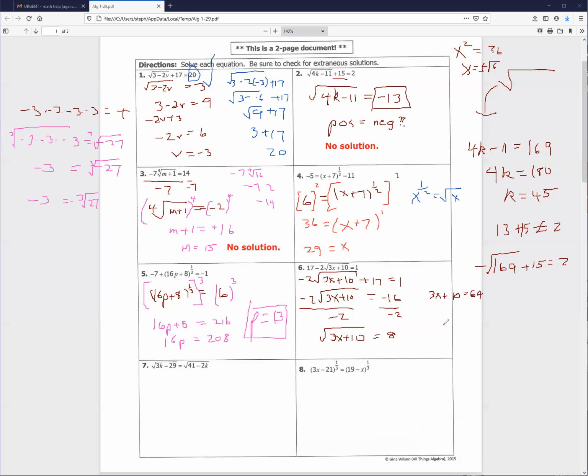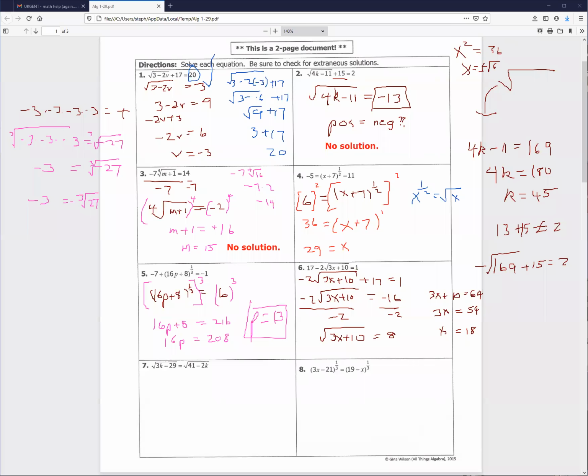Lots of steps in this one. We'll subtract 10 from both sides. 3x equals 54. And finally divide by 3, and x equals 18. All right, there was a lot going on. I think we better check that one. You probably should check all of these, but we should definitely check this one.